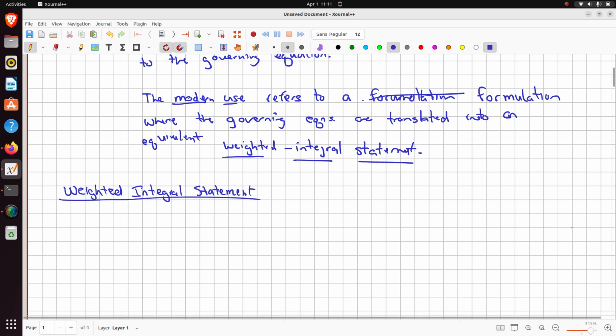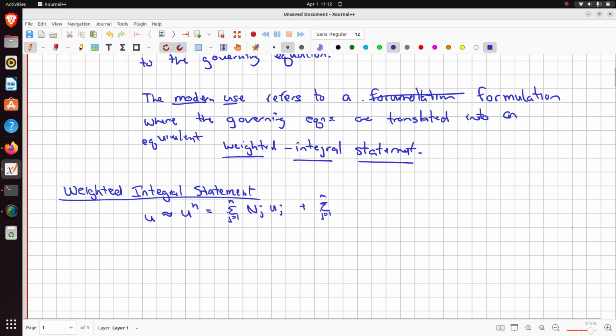All right, so you might remember from my lecture last time, the philosophical or high-level lecture on finite elements. At the end, I said that what we're going to do in finite elements is we're going to try to find a solution U that's approximated by U^h, where U^h is equal to the sum from j equals 1 to N of N_j U_j, plus the sum from j equals 1 to M of phi_j C_j.